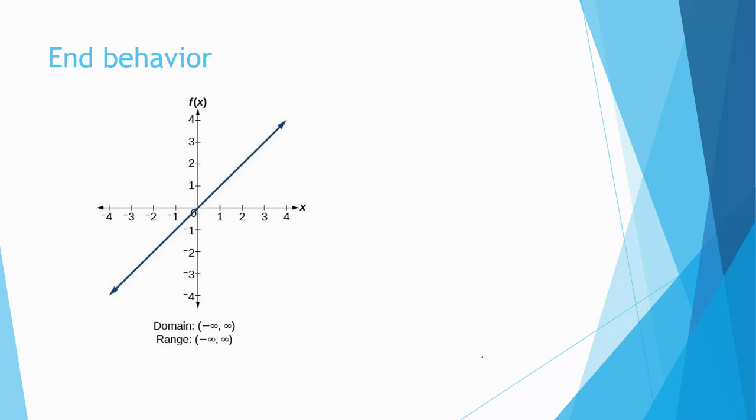Looking at this one, first of all, I have some arrows, so I know this is going on forever. So what is happening as the graph leaves both to the left and the right? Let's start with as x approaches negative infinity to the left. What is f of x doing? As I'm going left, I'm going down. Therefore, f of x is approaching negative infinity.